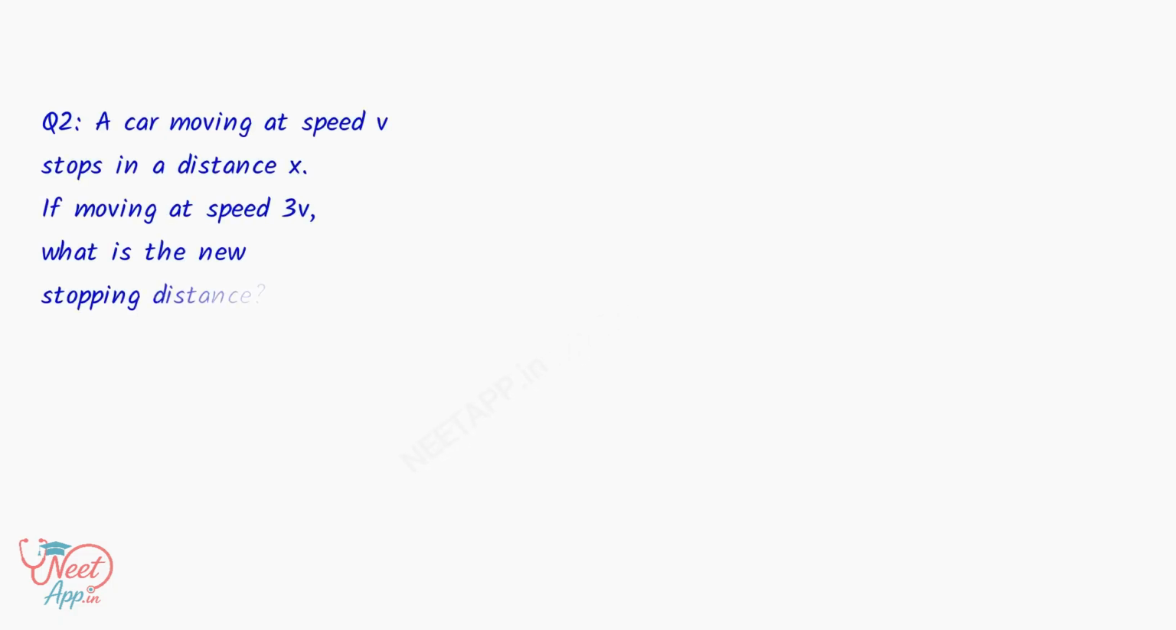Let's solve this complex question in 30 seconds. A car moving with a speed of v is stopped by applying brakes within a distance of x. If the same car were moving with a speed of 3v, what would be its new stopping distance under the same maximum braking force? The standard textbook method is a massive time trap.